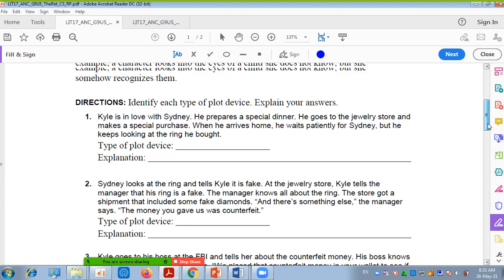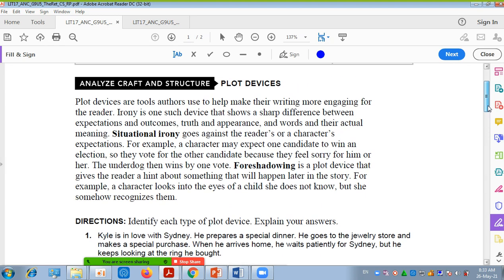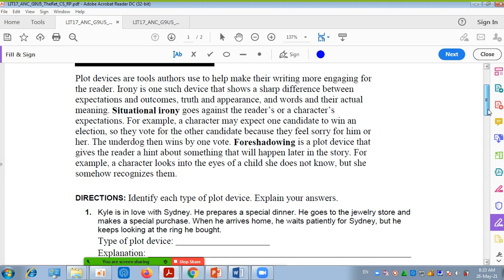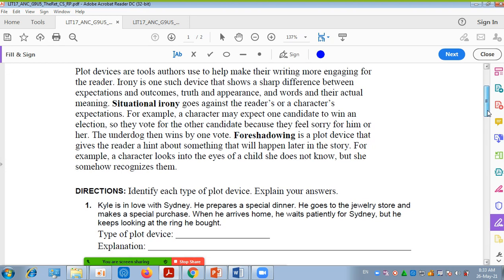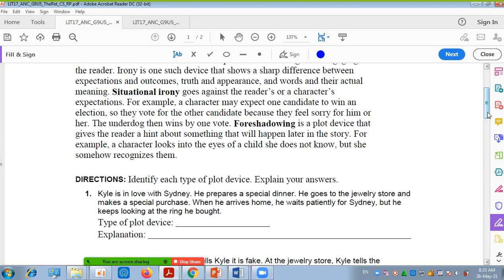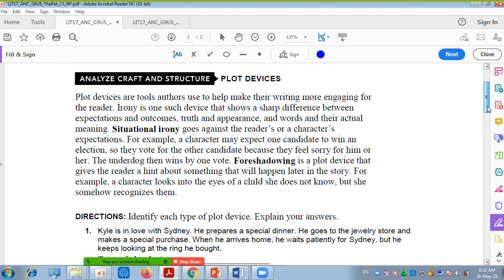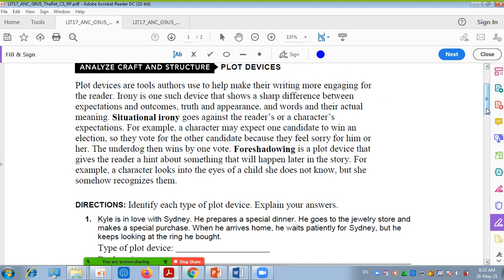Okay, today, yes, I know that we studied this yesterday at school, but this is just to do extra exercise, and for the people who didn't attend to understand it. One of the plot devices, which means one of the tools that the author uses in his writing, are two very important devices, which are the situational irony and the foreshadowing.